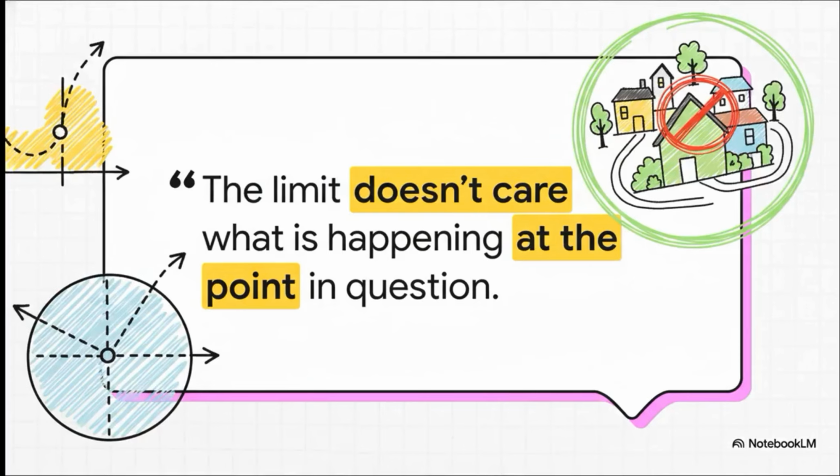And this brings us to a massively important point summed up perfectly right here. The limit could not care less what is happening at the point itself. It is all about the neighborhood, not the specific house. It's completely focused on the approach, which means, and this is huge, a limit can exist even when the function itself doesn't at that exact spot.